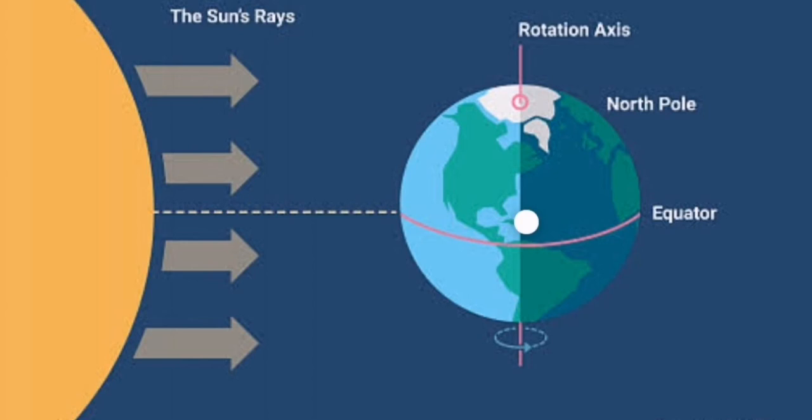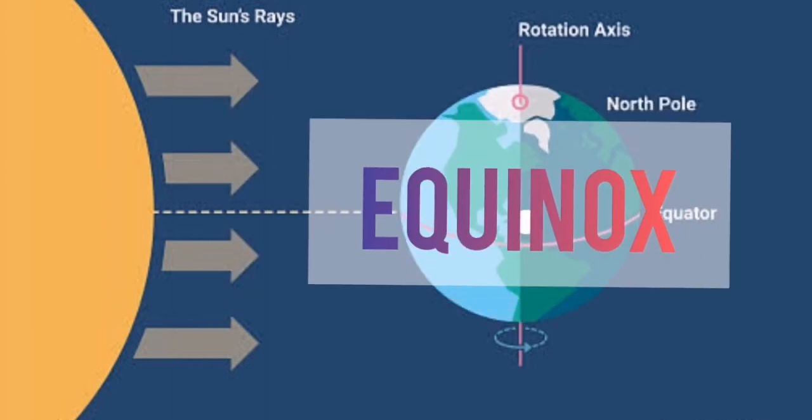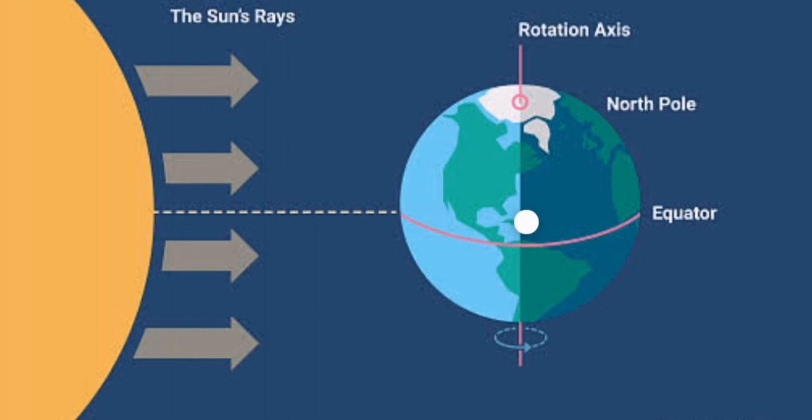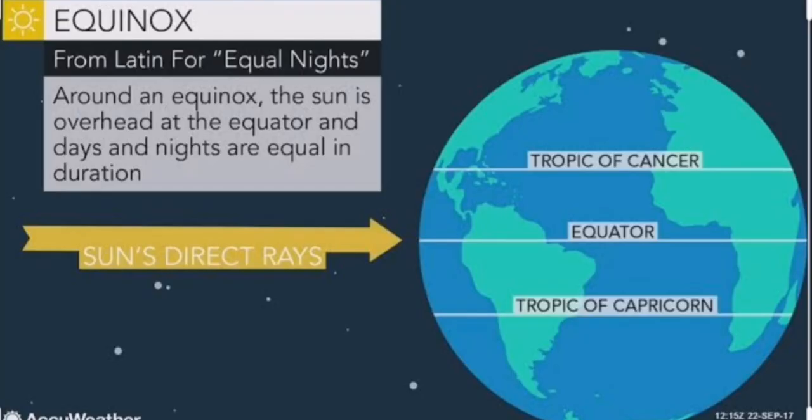Now we are going to see another topic which is called equinox. What is it? Equinox. E-Q-U-I-N-O-X. So on 21st March and 23rd September, which are the two dates? 21st March and 23rd September, direct rays of the sun fall on the equator. Direct sun's rays fall on the equator.